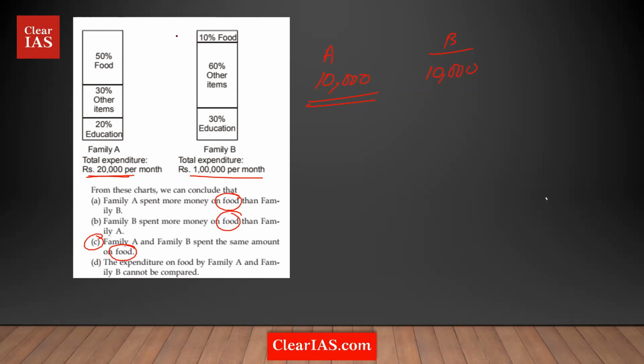See, that's where you can use the base rule, right? 10% is very easy to find. And we know 50% is half. Half of 20,000 is 10,000. 10% means you divide by 10. Divide by 10 is 10,000 only. Both of them are the same. That means they spend the same amount on food. All of you, is it clear?